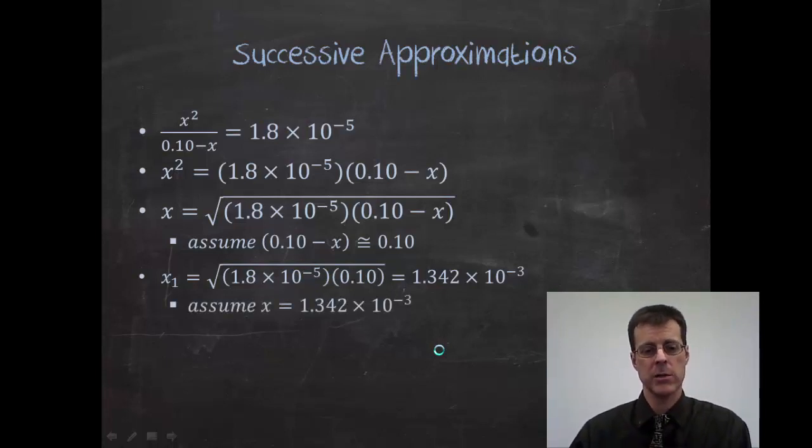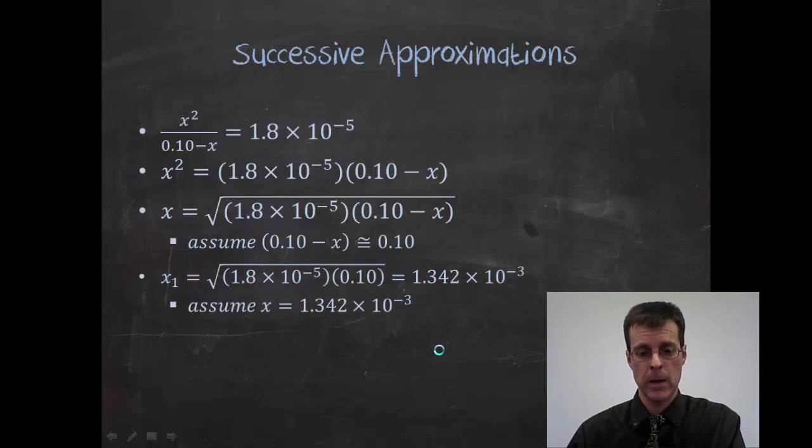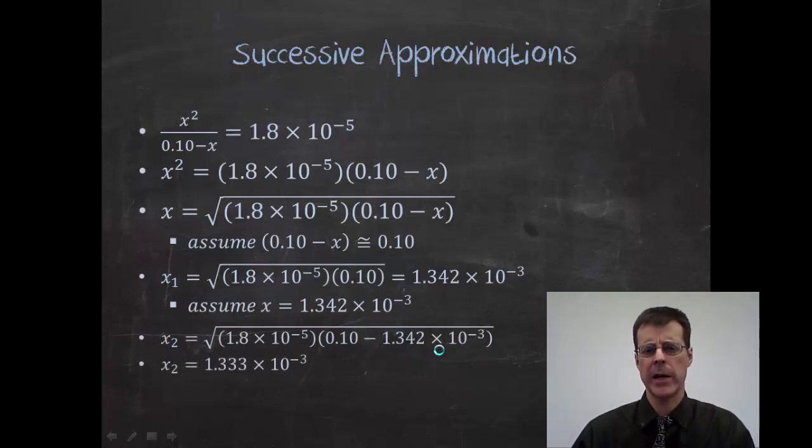So what I do is I assume that this value for x, I put it into the x under the square root sign. So my calculation becomes this. Now I'm doing 0.1 subtract that, and I multiply it out and do the square root, and I get 1.33 times 10 to the exponent negative 3.